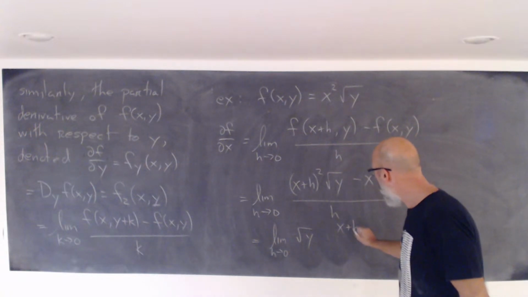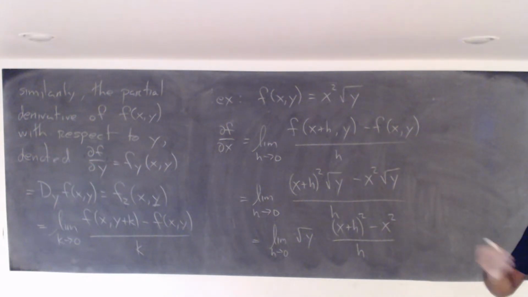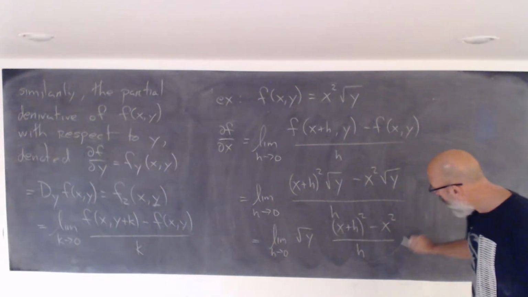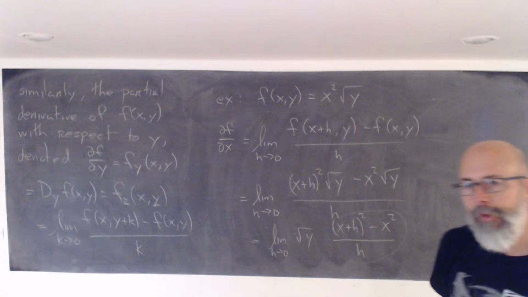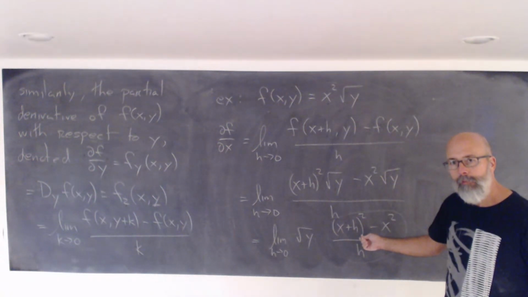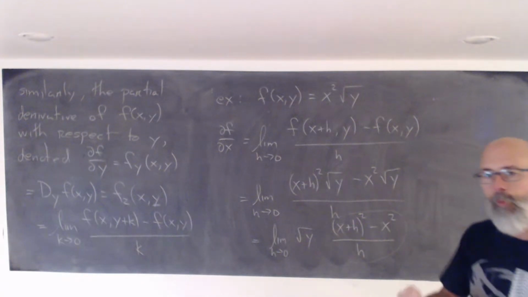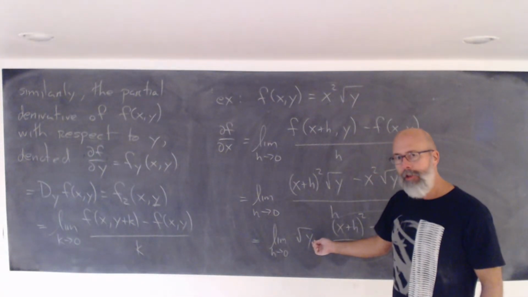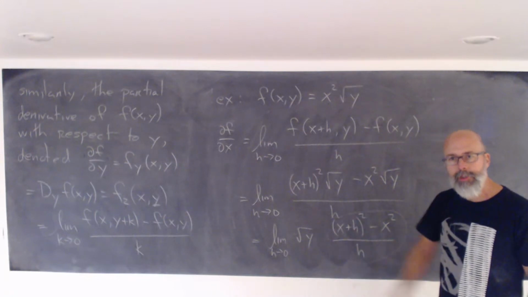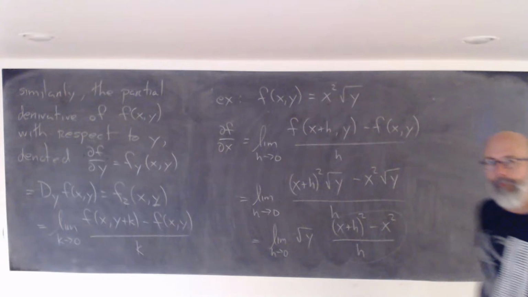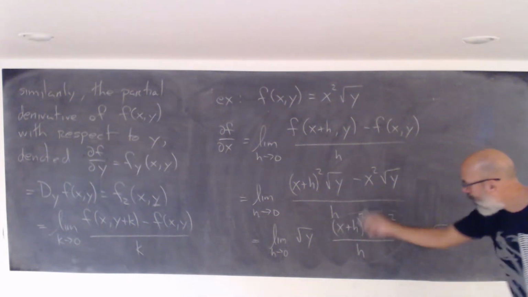Leaving you with (x plus h) squared minus x squared over h. And if you take a step back, you will recognize this limit to be just the derivative of x squared. So in this partial derivative of f with respect to x, what has happened? Anything that depends on y is left aside, and you just differentiate with respect to x the stuff in x. So this is root y times the derivative of x squared, which is 2x.